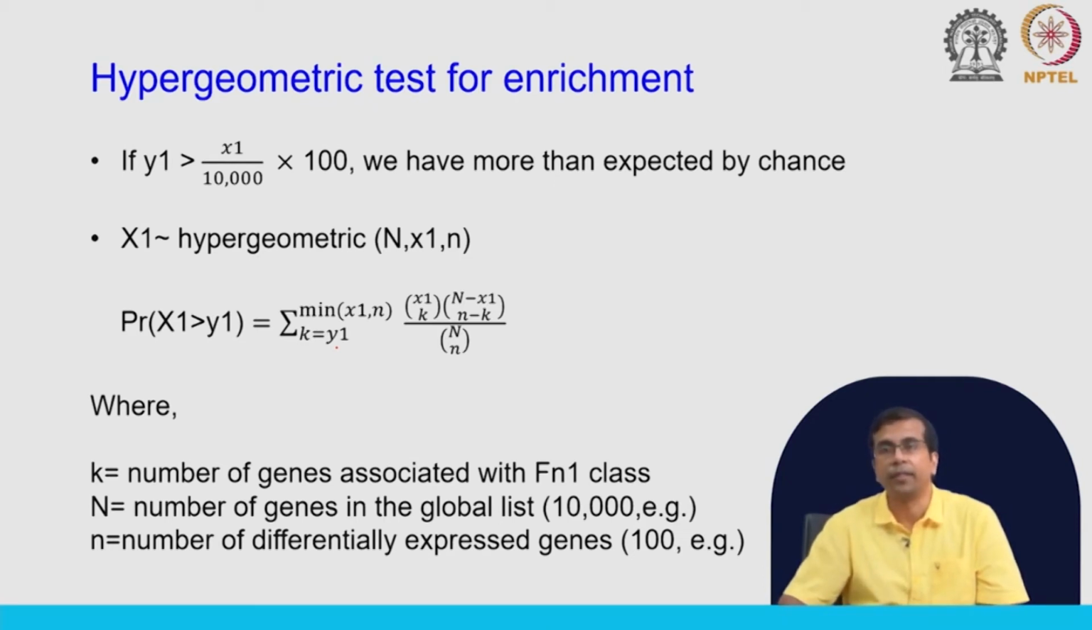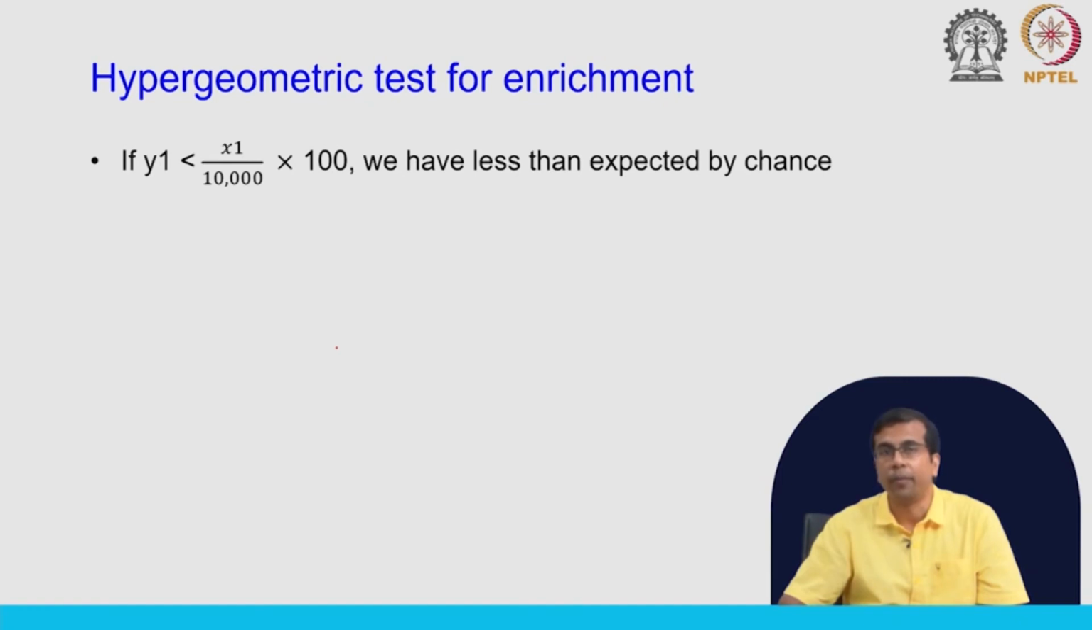So, if you have, let us say this comes to 0.01, right. So, we very rarely will see more extreme values than y1. So, that will give us the p value.